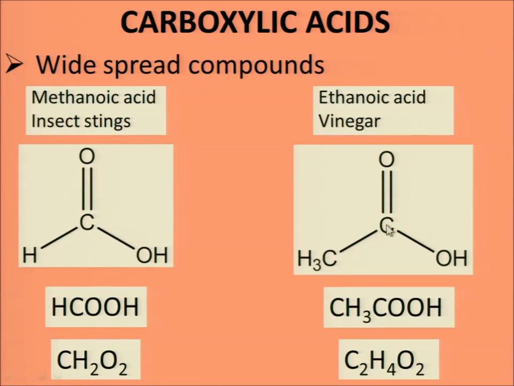Another example is ethanoic acid, which is in vinegar. There you have a carbon with a double bond to oxygen and then an OH group, as usual for carboxylic acids, but with one more carbon attached. Therefore, ethanoic acid has 2 carbons. Here you have your condensed structural formula, CH3COOH. Your clue for knowing that this is a carboxylic acid is the COOH. And then the molecular formula is just C2H4O2.